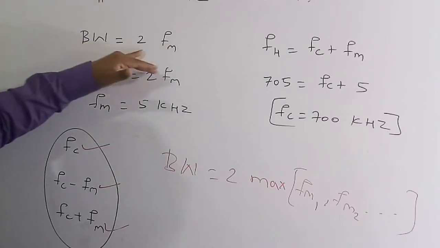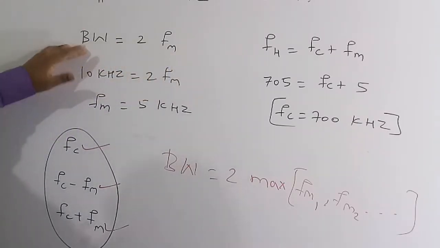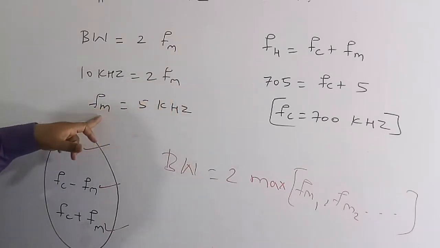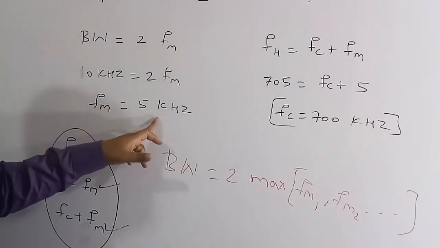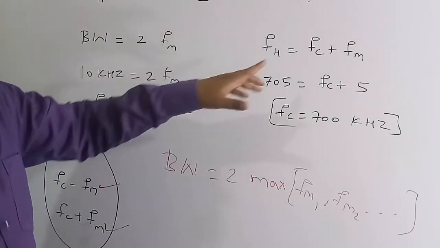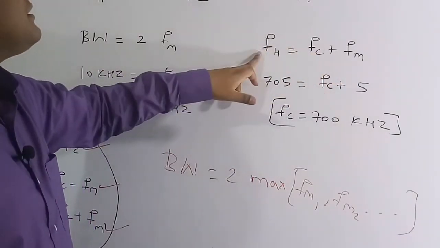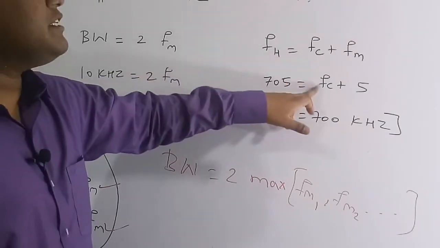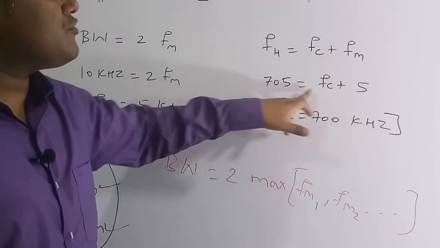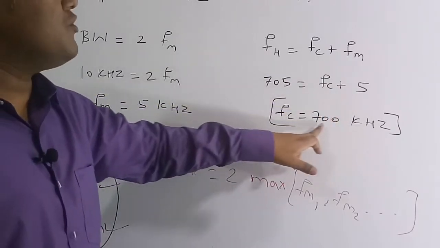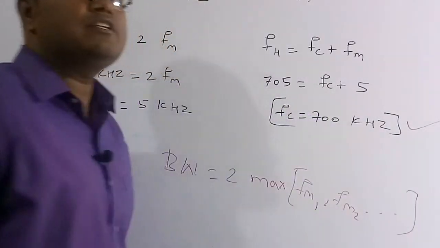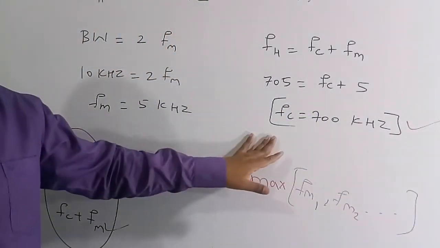So bandwidth is equal to 2 into fm. The bandwidth given is 10 kilohertz. Therefore 10 kilohertz is equal to 2 into fm. If you solve this, we get fm is equal to 5 kilohertz. Here fh, the maximum frequency, is fc plus fm. They have given fh as 705, fc we need to figure out, and fm we just calculated is 5 kilohertz. If you solve this equation, we get fc is equal to 700 kilohertz. Therefore the carrier frequency 700 kilohertz is the correct solution of this question.